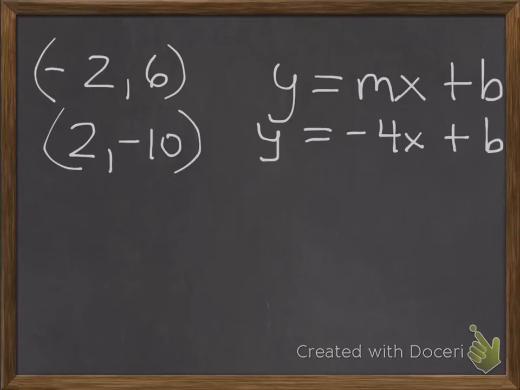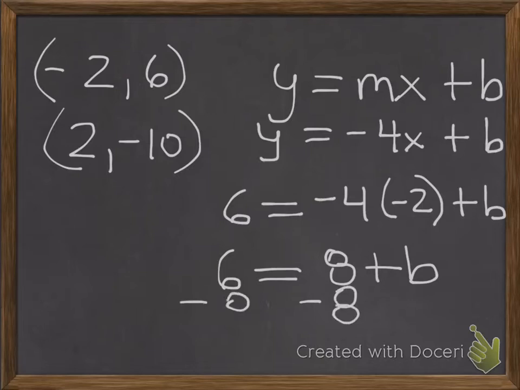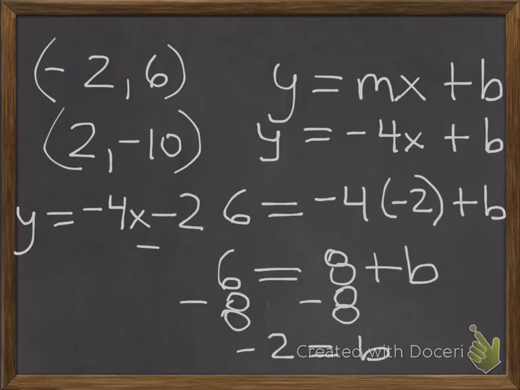So let's say we choose the first point. I'm going to put in 6 for y and negative 2 for x. And I need to solve for b. So 6 equals 8 plus b. And then I subtract by 8. So I get negative 2 equals b. And then I need to put it all together as an equation. So y equals negative 4x minus 2 would be our equation.